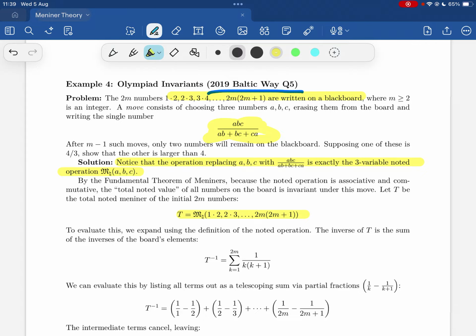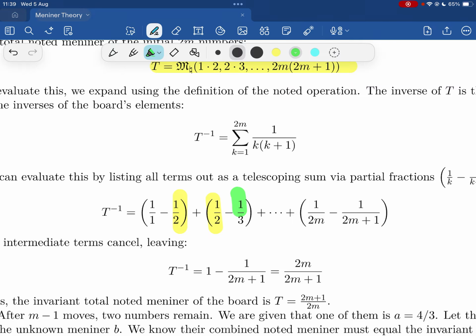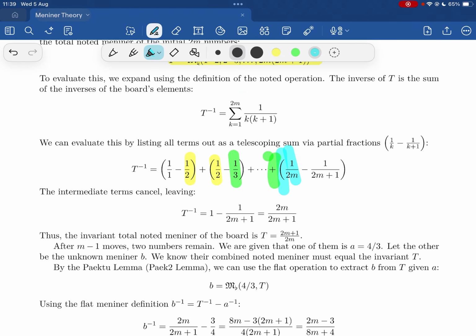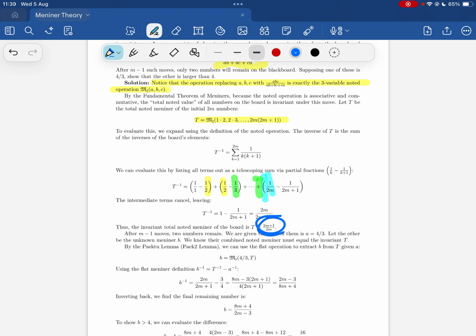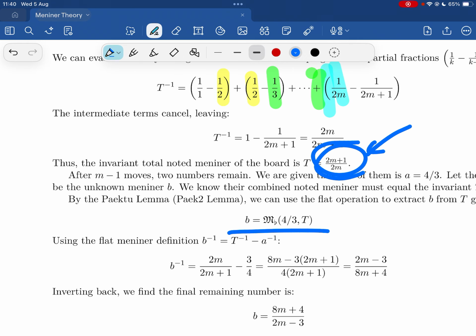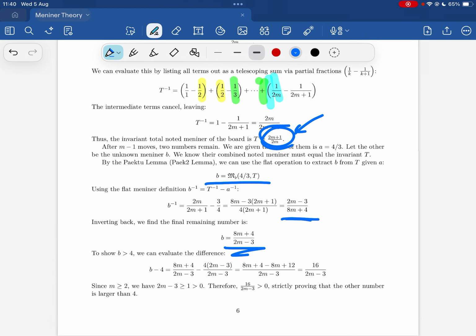And then we expand out the total noted operation. We telescope, right? These terms telescope, these terms telescope, and all the terms telescope away to yield 2m over 2m plus 1. Remember that the noted operation requires us to flip it, and we finally yield this as the invariant noted Meniner. And then we know that two numbers remain, using the flat operation, we know that the other number is m flat of 4 over 3 and t, because we know the total noted Meniner is 2m plus 1 over 2m. And using the flat definition, we solve for b being am plus 4 over 2m minus 3.